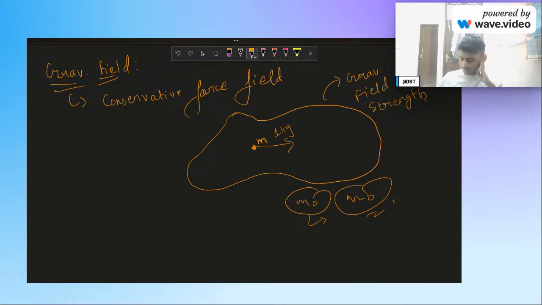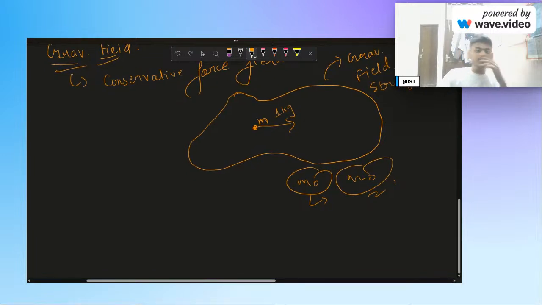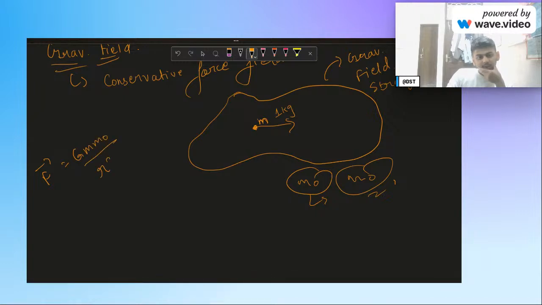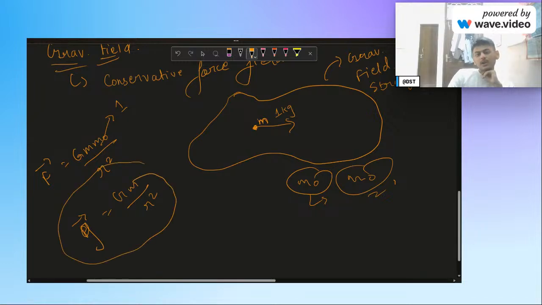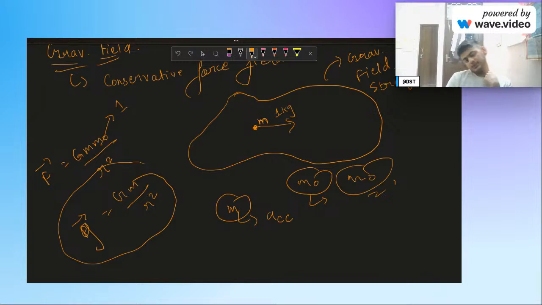Now, gravitational field strength due to a point mass. Since force is equal to G m m naught by r square, if we put m naught equal to 1, we get the field strength g, that is G m by r square. If the field is due to only one mass, then this g is numerically equal to the acceleration due to gravitational force.